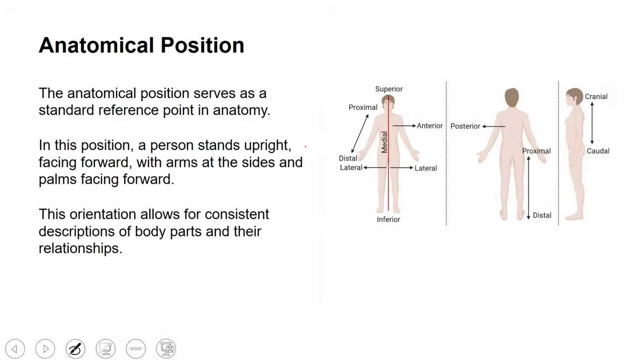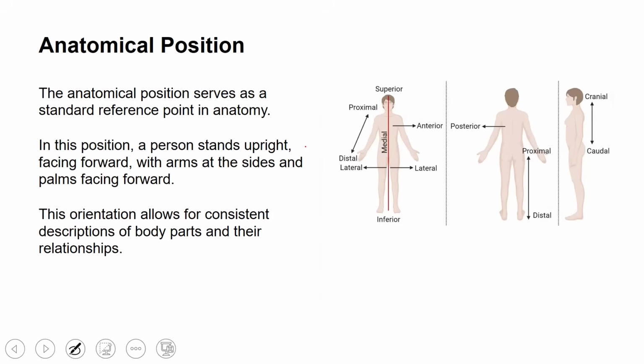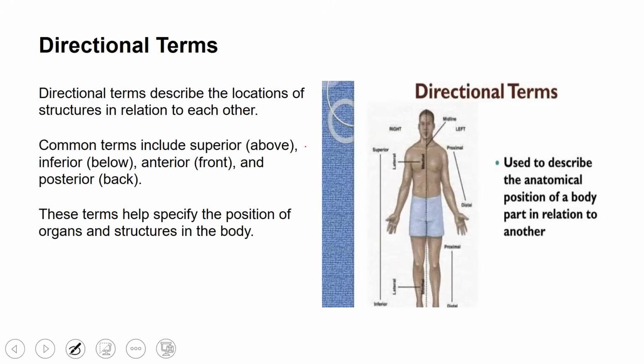And you also have medial, caudal, and cranial. So then the directional terms. Here we are done with the terms in anatomical position. And then in this one, we are going to look at the directional terms. Directional terms describe the locations of structures in relation to each other.